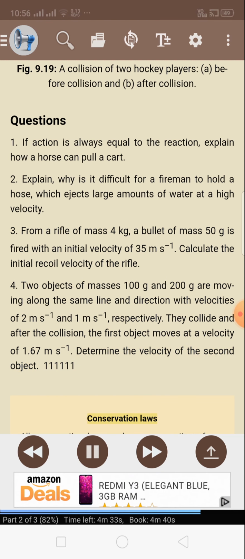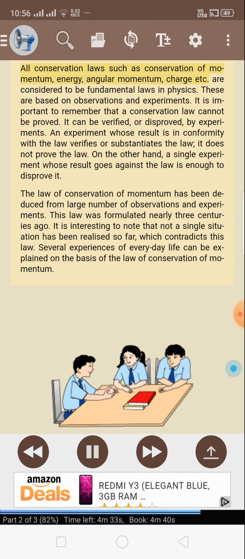Conservation laws. All conservation laws such as conservation of momentum, energy, angular momentum, charge, etc. are considered to be fundamental laws in physics. These are based on observations and experiments. It is important to remember that a conservation law cannot be proved. It can be verified or disproved by experiments. An experiment whose result is in conformity with the law verifies or substantiates the law. It does not prove the law. On the other hand, a single experiment whose result goes against the law is enough to disprove it.